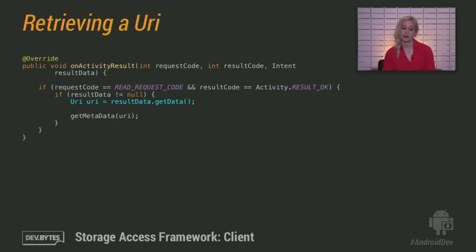Retrieving a URI is also the same as before. We get a callback in onActivityResult. We check the request code matches, and the result came back OK. Now, we don't get back the specific document directly here. We get a URI pointing to it using intent get data. If you've done this before with the get content or pick intents, nothing's changed.